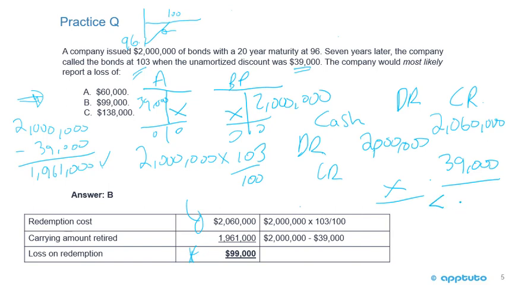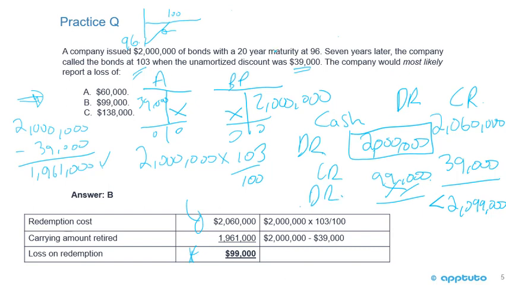So you can see here, it's just a question of solving for X. My credits are bigger than my debits at this point. My credits are $2,099,000, and my debit is only the bond payable, my $2 million. So therefore, I have another debit, which is going to be a loss of $99,000. And that's my loss on redemption.